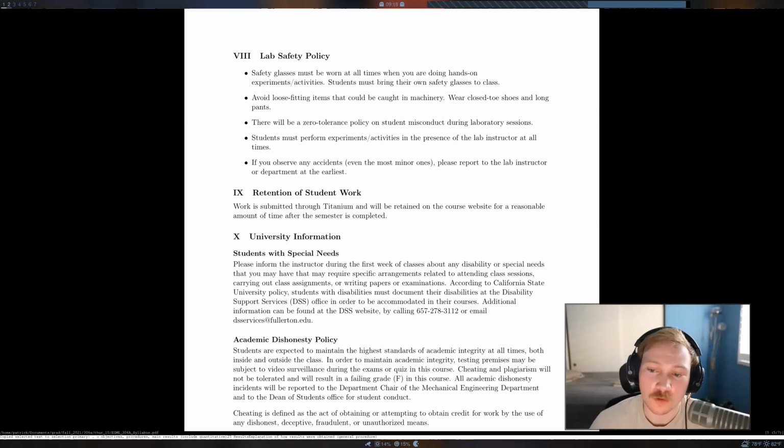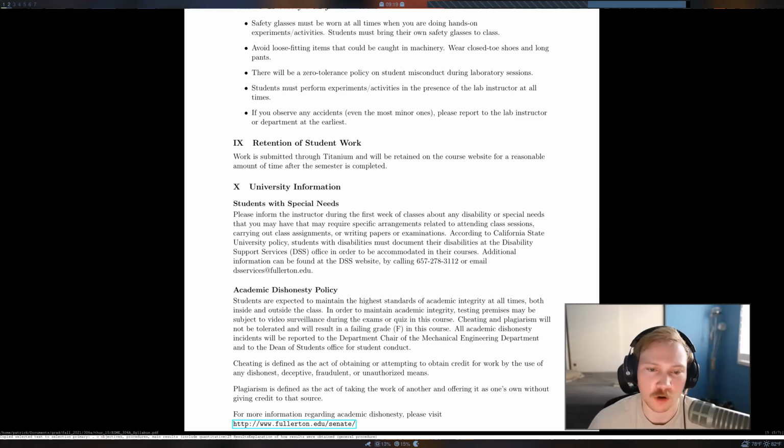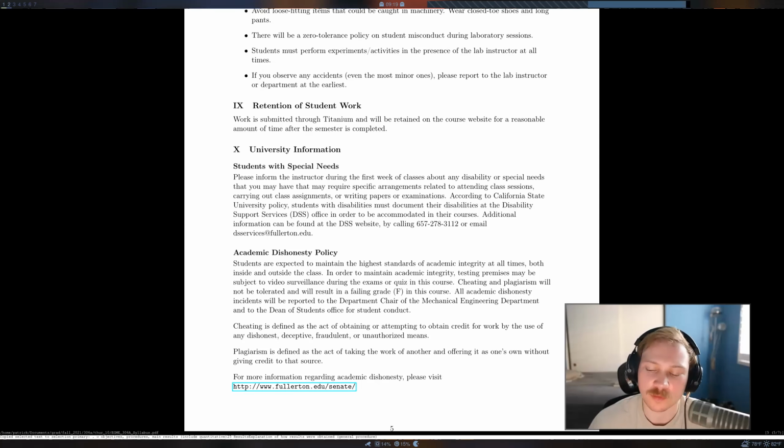Make sure you wear closed-toe shoes. I can never say that well. Closed-toe shoes and long pants. If you aren't wearing closed-toe shoes, the lab technician is going to get mad. So you need to make sure that you wear them, or else you will get kicked out. So make sure you're wearing shoes. Okay. If there's any accidents, you gotta let me know, or the lab technician, and we're gonna have to report that to the department. I don't think that's ever been an issue.